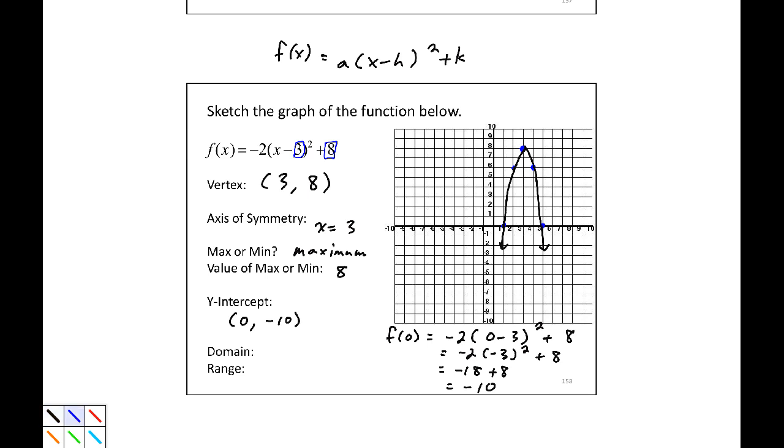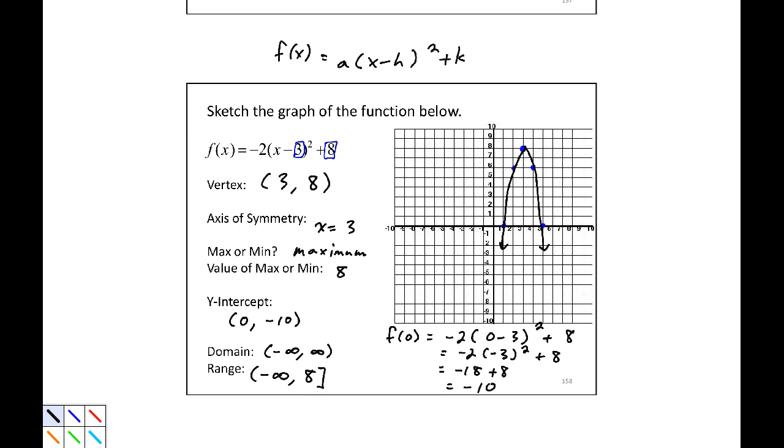Now our domain, because this is a polynomial, even though it's written in this vertex form, is all real numbers, or negative infinity to positive infinity. And the range, because it opens downward, is from negative infinity up to positive 8, including that 8.